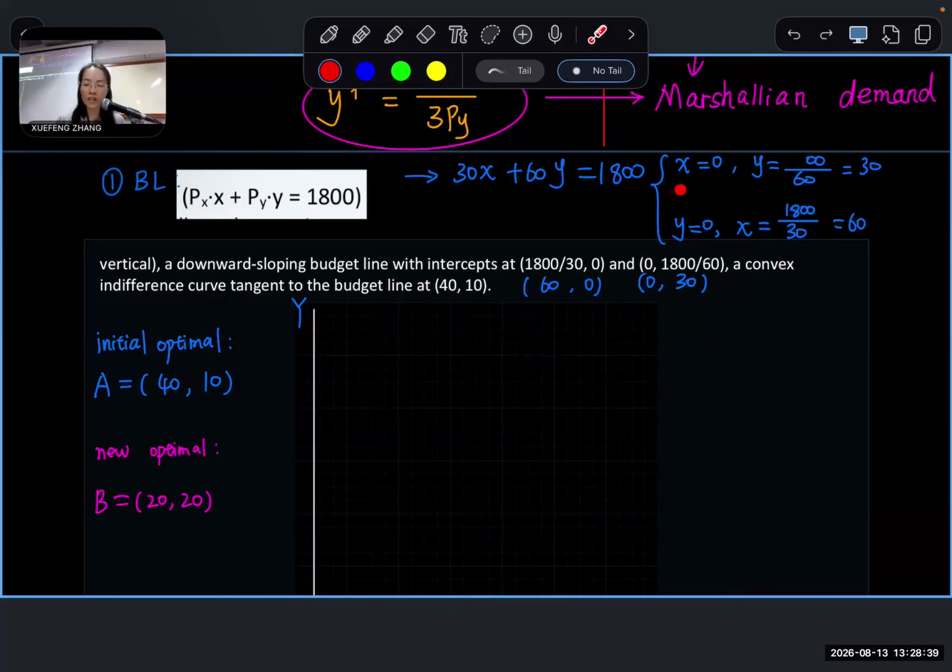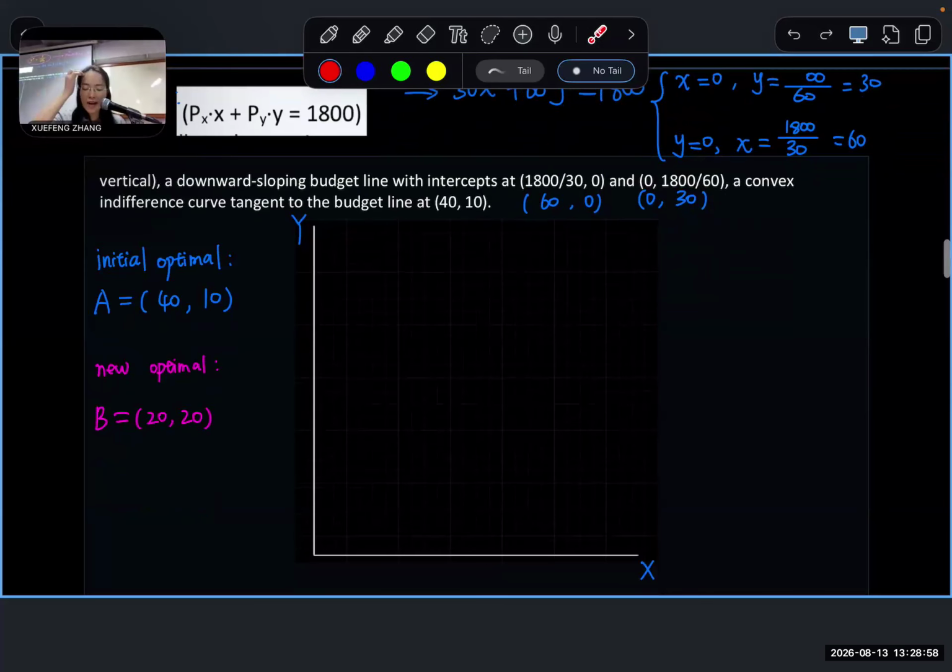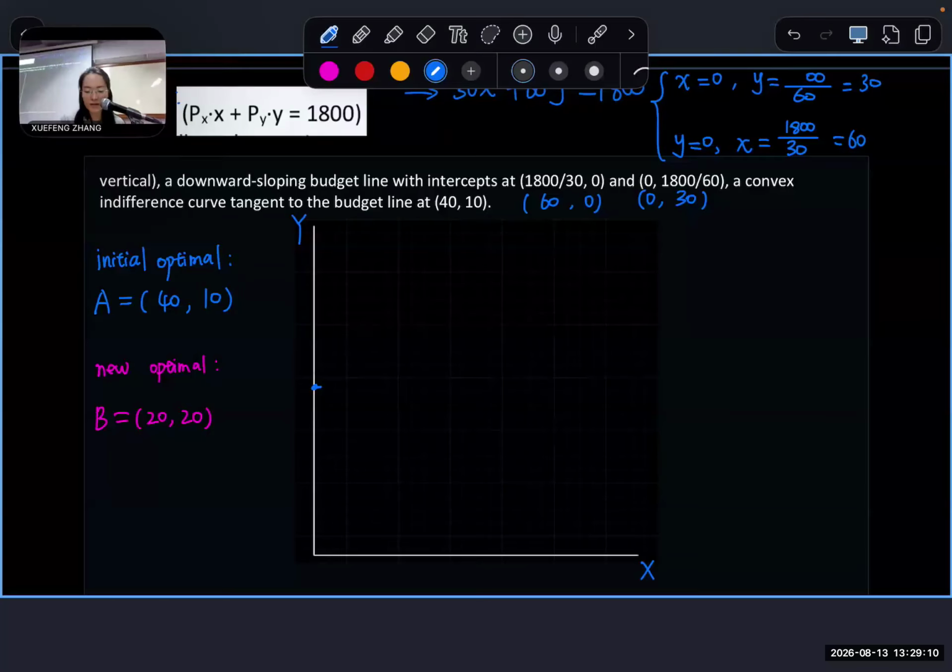You need 2 points. First one, if x equals 0, y equals 30. If y equals 0, x equals 60. You only need those 2 points, which is (0, 30) or (60, 0). Be careful which one is x, which one is y. Okay, let's try to draw it. Where's this point (0, 30)? That means x equals 0, y equals 30. It's somewhere here. This is the first point you need to know.